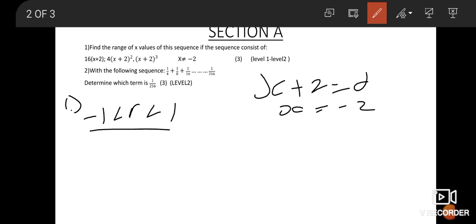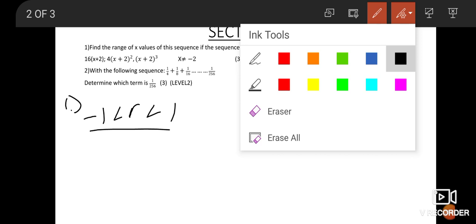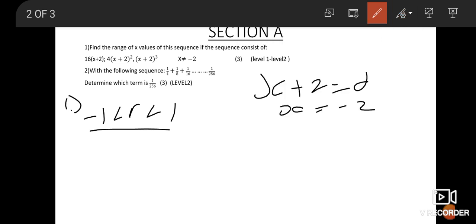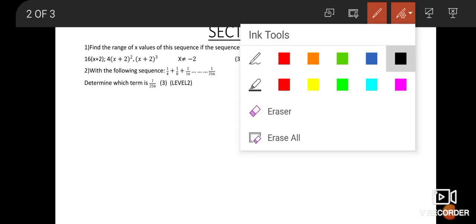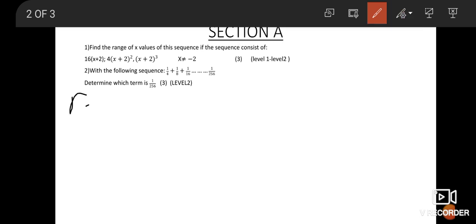This is -1 less than r, where r is bigger than -1 but not bigger than 1. So this simply means that now we can create the ratio by simply saying r equals t2 over t1, because we know that's what r is. That's how you find the common ratio. So to find that, we just say r equals t2 over t1. So we take the terms, term 2 and term 1.